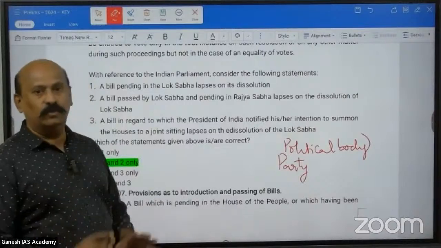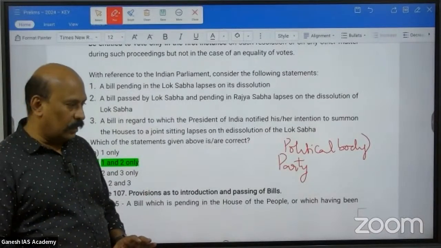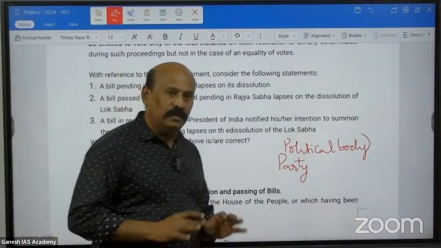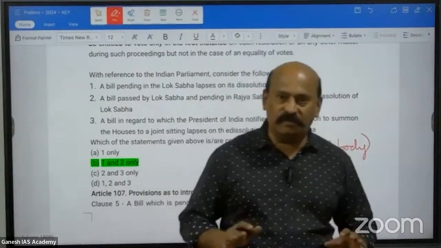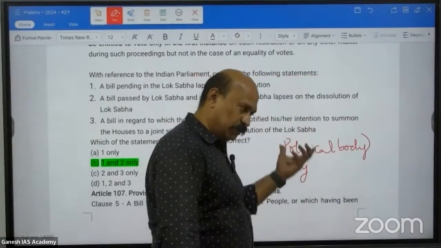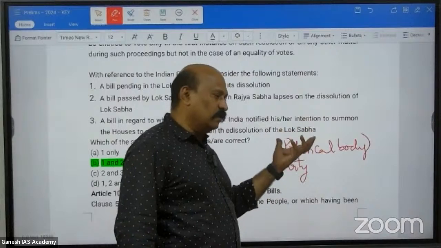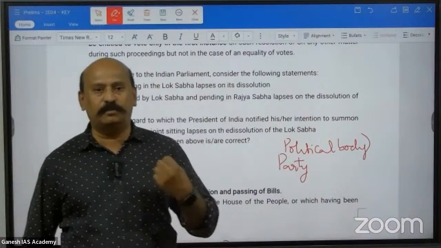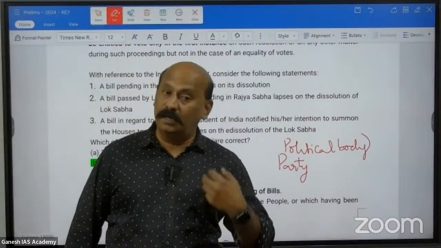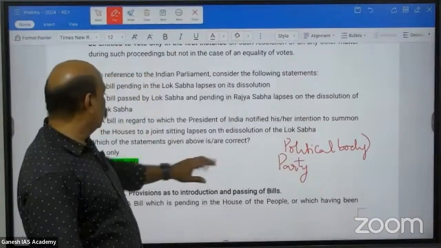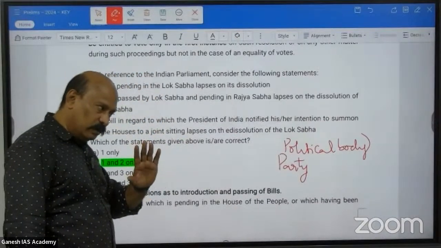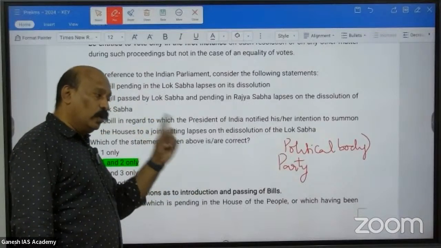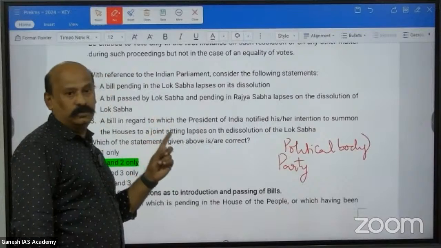Hence, any bill introduced in the Lok Sabha, not passed or passed and pending in Rajya Sabha, whatever it is, will lapse on the dissolution of Lok Sabha because of these conditions. This is an essential condition of a democratic principle. The rules, regulations, policies, laws and legislation shall all be based on the people's mandate. Hence, any bill originating in Lok Sabha will lapse upon its dissolution, except when the President has notified his or her intention to summon a joint sitting.